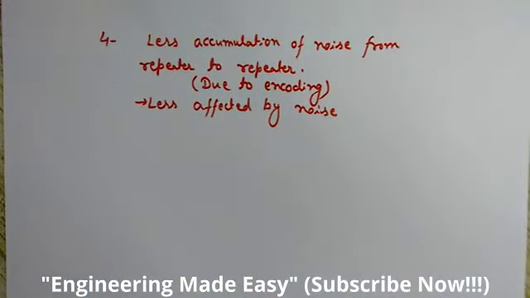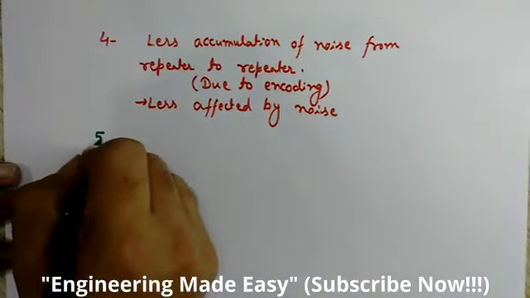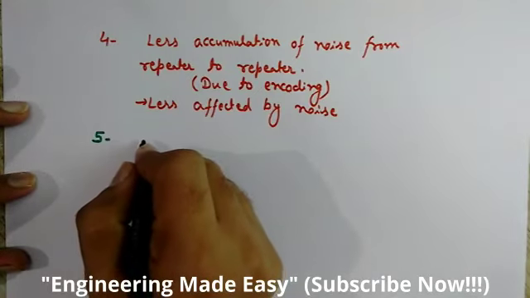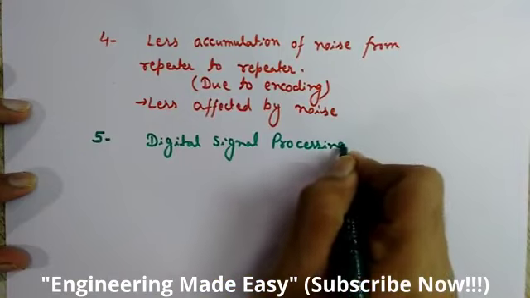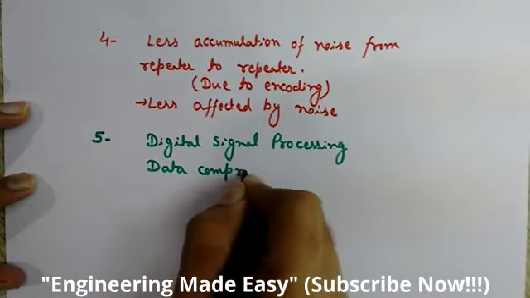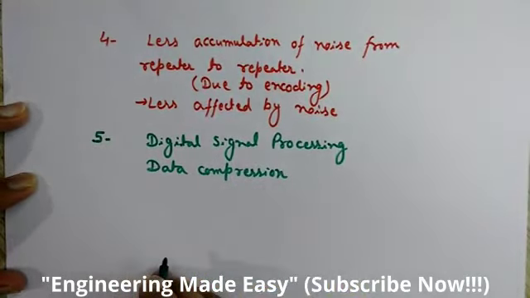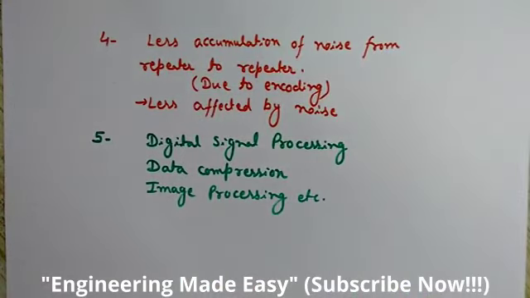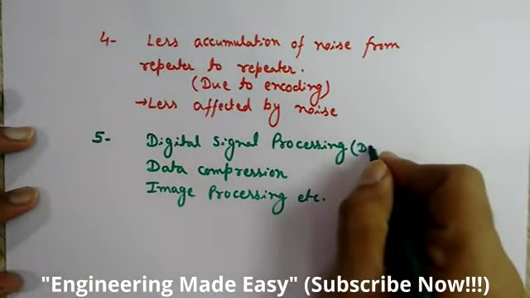Now let's come to the fifth advantage. It is possible to perform lots of operations on digital signals, like digital signal processing, data compression, image processing, and many others. So we can perform many operations like digital signal processing, data compression, or image processing, etc. Digital signal processing is known as DSP.